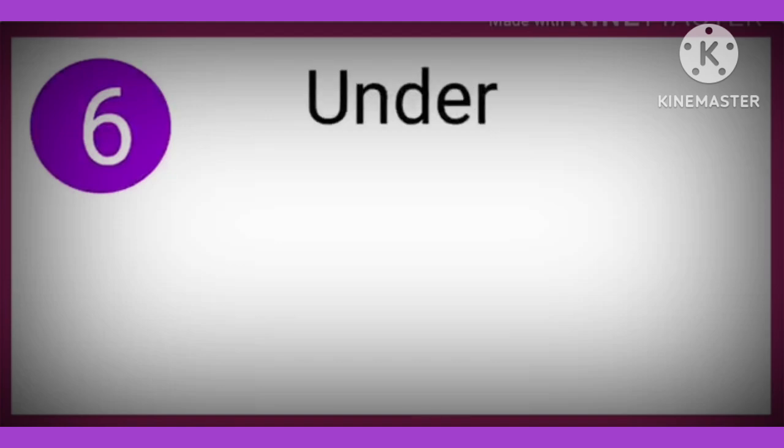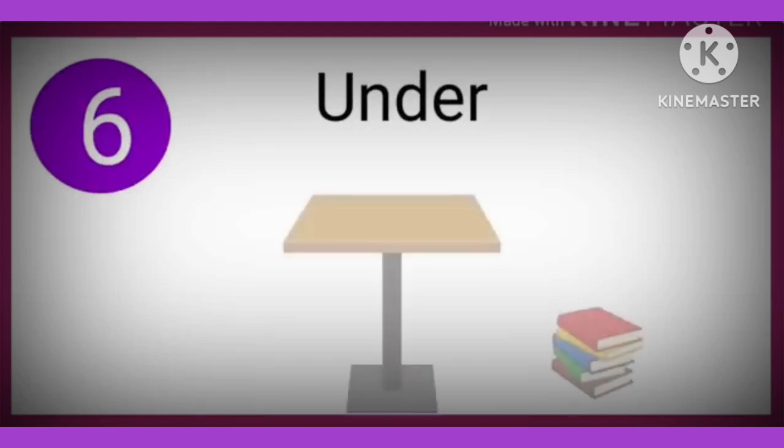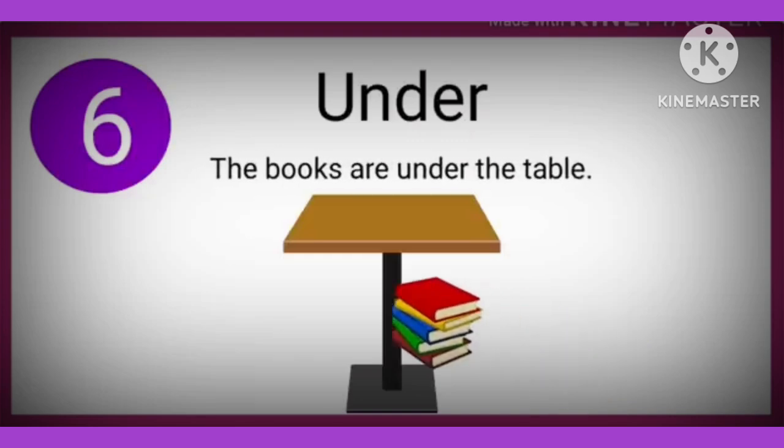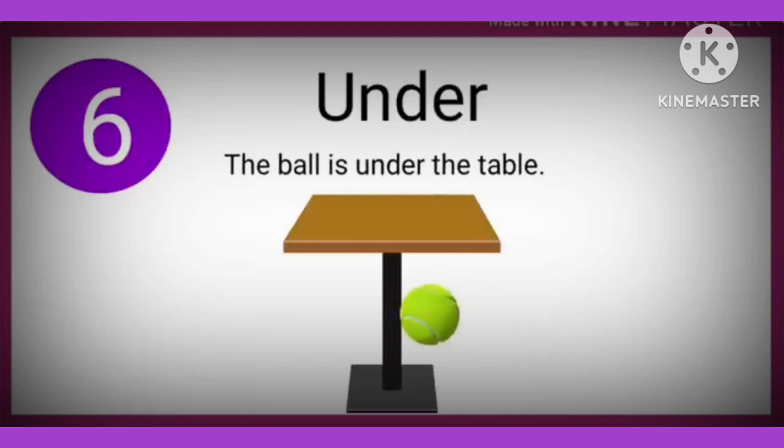Next example of the preposition you can understand, under. Under. This is a table and there are the books. So where are the books? The books are under the table. Next example, where is the ball? So the ball is under the table. Table ke niche hai. Next example.